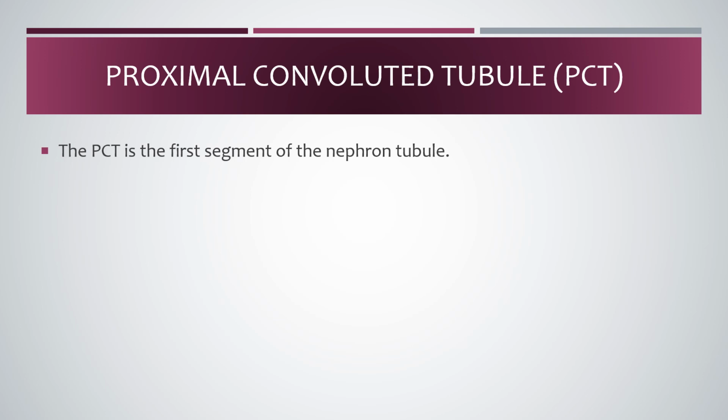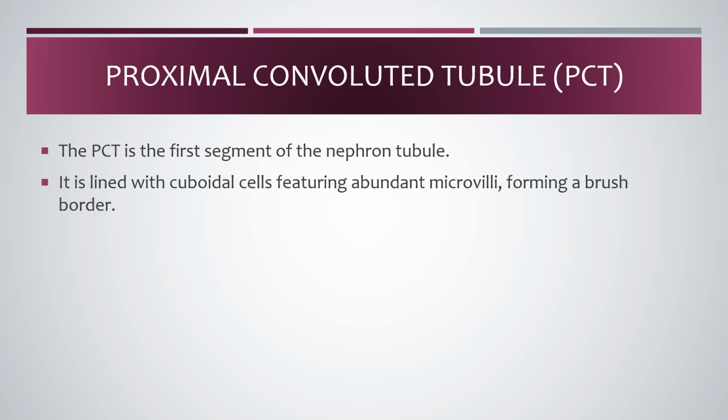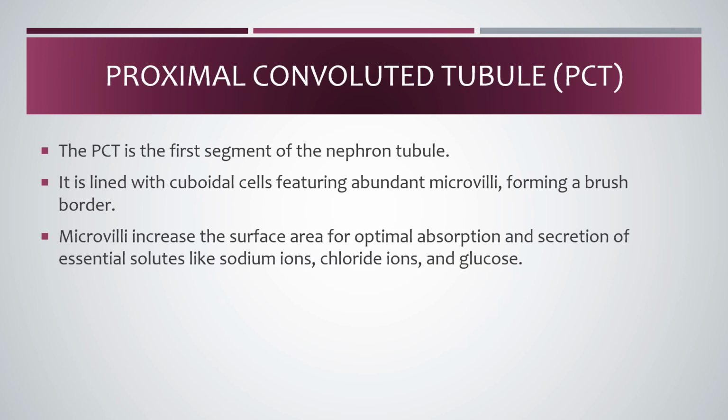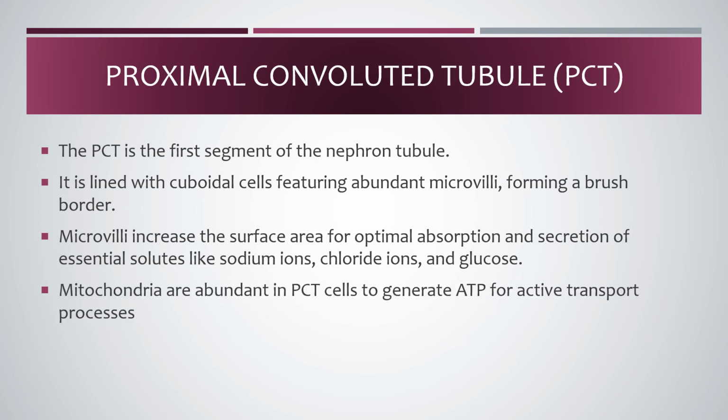Following its collection by Bowman's capsule, the filtered fluid enters the proximal convoluted tubule. This tubule is lined with cuboidal cells featuring abundant microvilli on the luminal surface, forming what is known as a brush border. These microvilli serve to amplify the surface area of the tubule, optimizing the absorption and secretion of essential solutes such as sodium ions, chloride ions, and glucose. Given the active transport of ions across these cell membranes, mitochondria are prevalent to generate the necessary ATP.